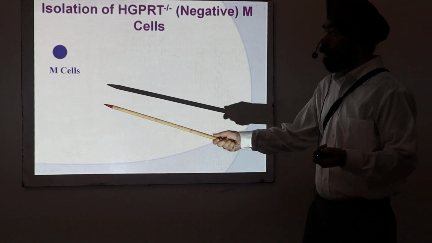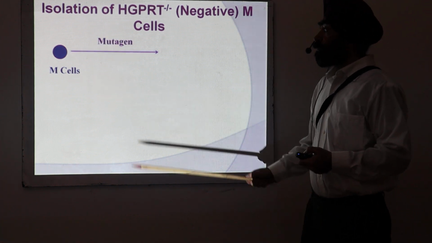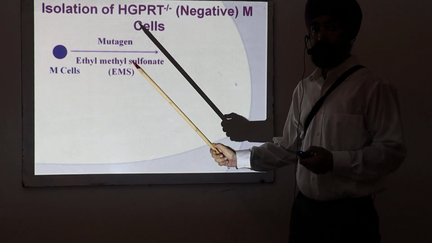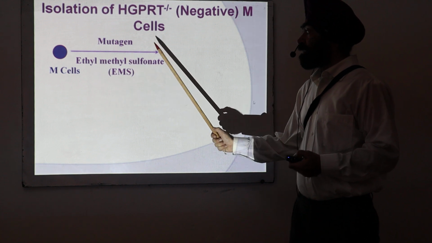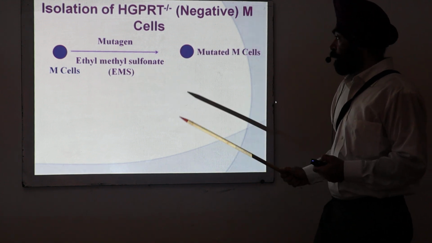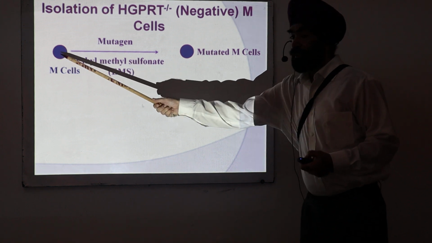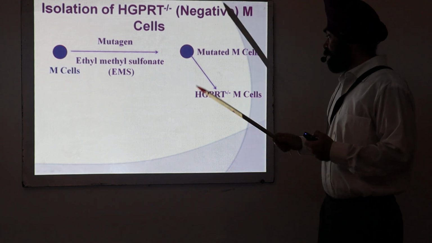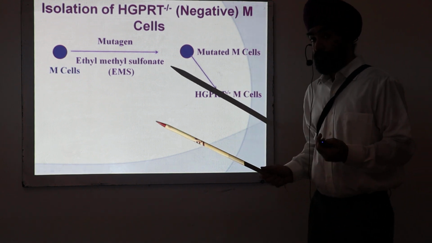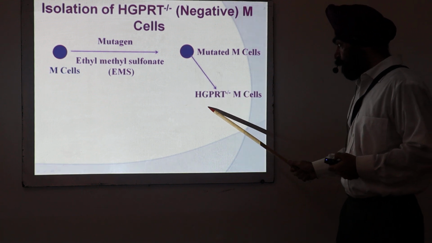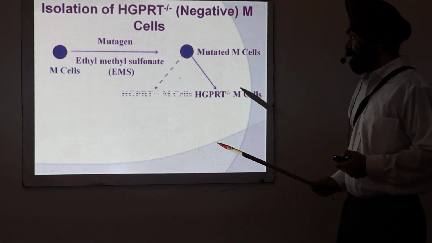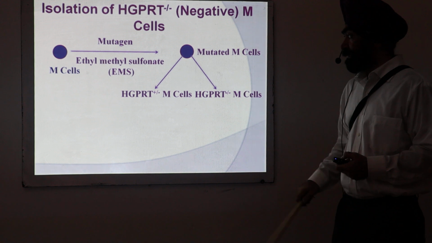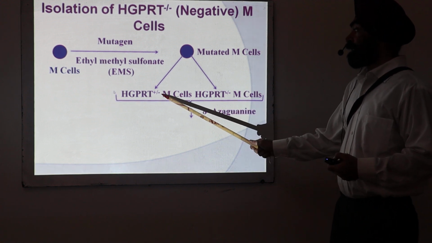So you take normal myeloma cells. Then you treat them with certain mutagens, that means some agent which can produce mutation. One of the common mutagens is ethyl methyl sulfonate, EMS. Now when you treat with this, you will create mutated myeloma cells. A lot of mutations are there. One possibility is that HGPRT is negative, but it may be homozygously removed, that means both alleles are negative, or it may be heterozygous. It may be present, but not in both the alleles. So that means you have a mixture of cells.